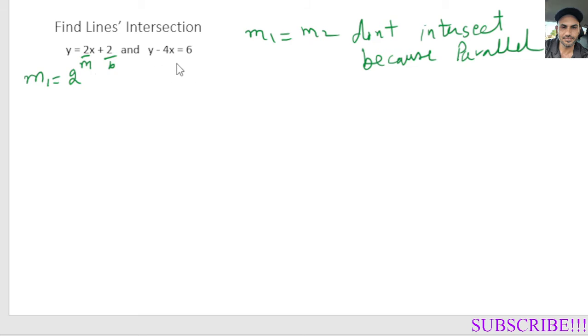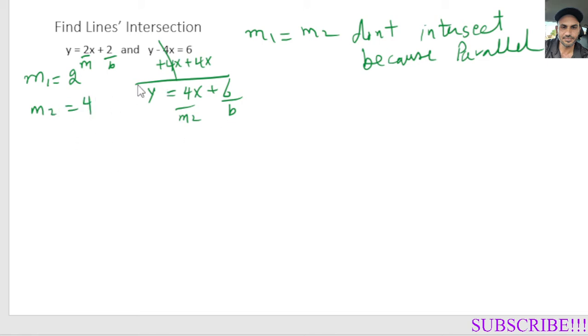Now let's take a look at the second line. The second line is not in this format, so first we bring this second line into this format. We separate our y and x on each side of the equation. So we go ahead and add 4x here. The 4x is gone because positive 4x and negative 4x cancel out when you add them, and y equals 4x plus 6. Now this is the m2, and this is the b, the y-intercept. So m2 equals 4.